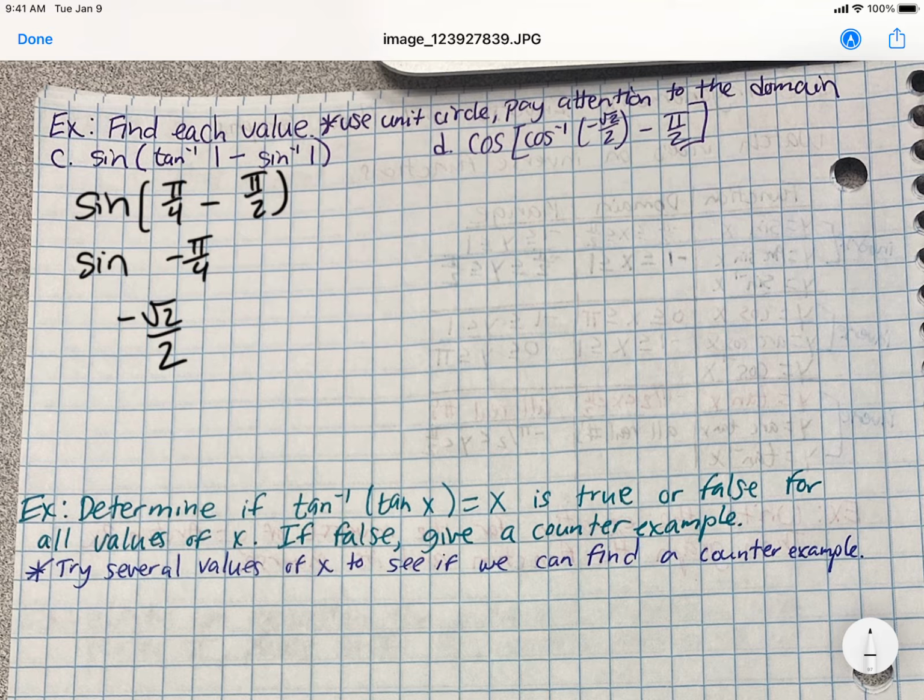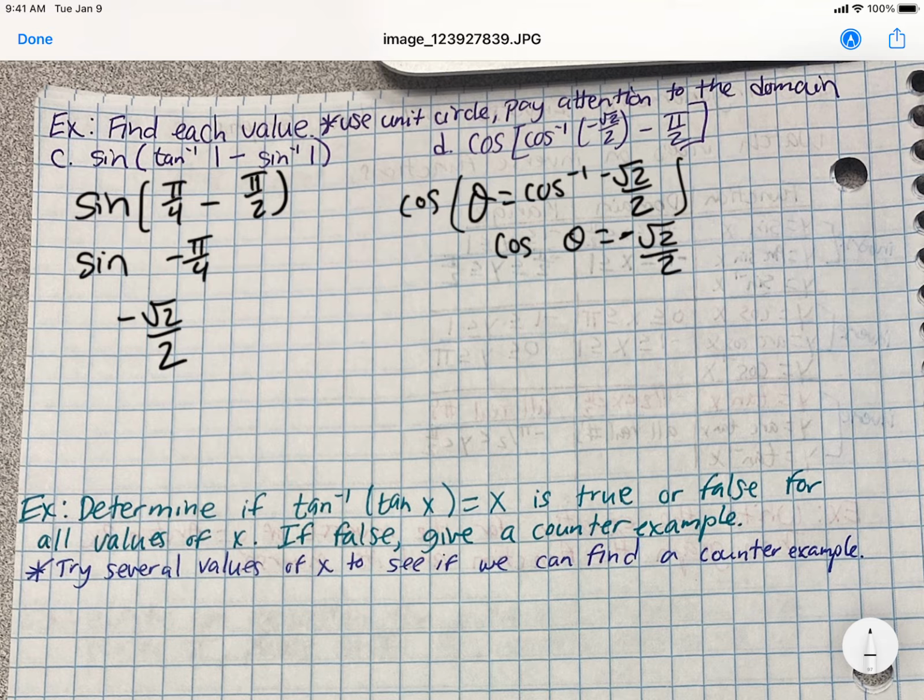All right, next one. Let's take a look at that. The first thing we need to do inside this problem is figure out when the inverse cosine of negative square root of 2 over 2 is. We have to find out what angle that is. So I'm going to do my cosine to undo it. Where is cosine equal to square root of 2 over 2? Whoopsie doodle, I missed a negative. So negative square root of 2 over 2.